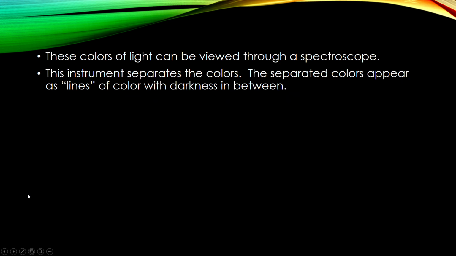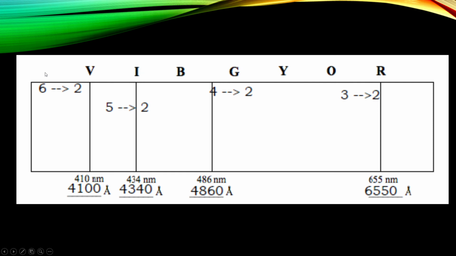Oops, sorry, I hit a button here. Going from 6 to 2 is in the violet, at that wavelength. 5 to 2 is in the indigo. 4 to 2 is in the blue-green. And 3 to 2 is in the red. Those are the only 4 visible lines that we will get for hydrogen.